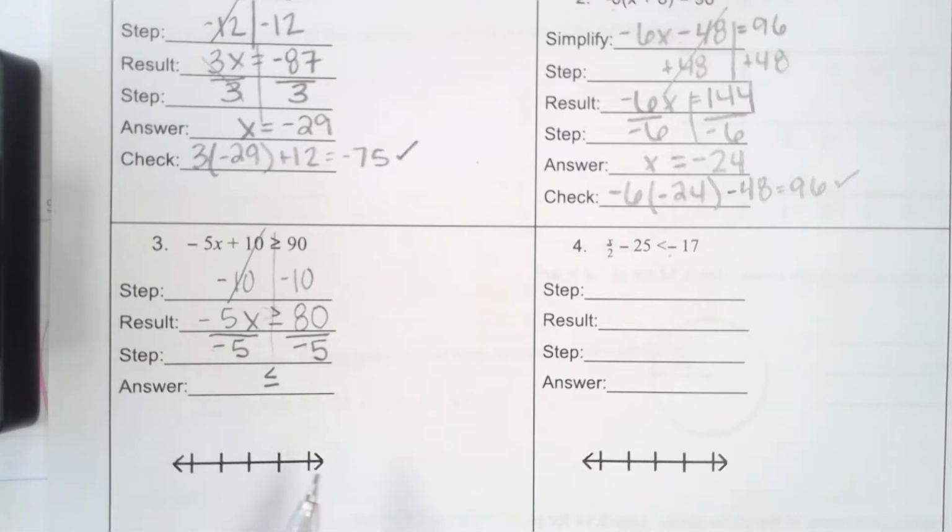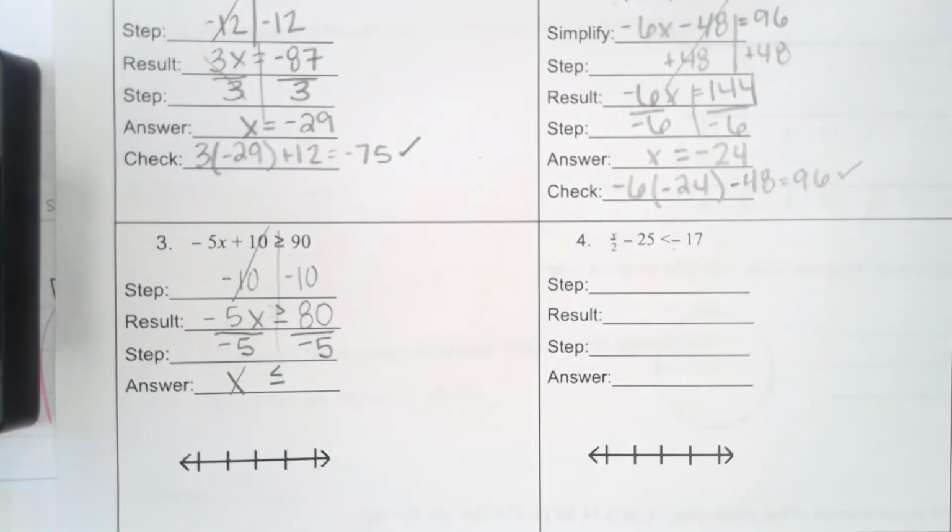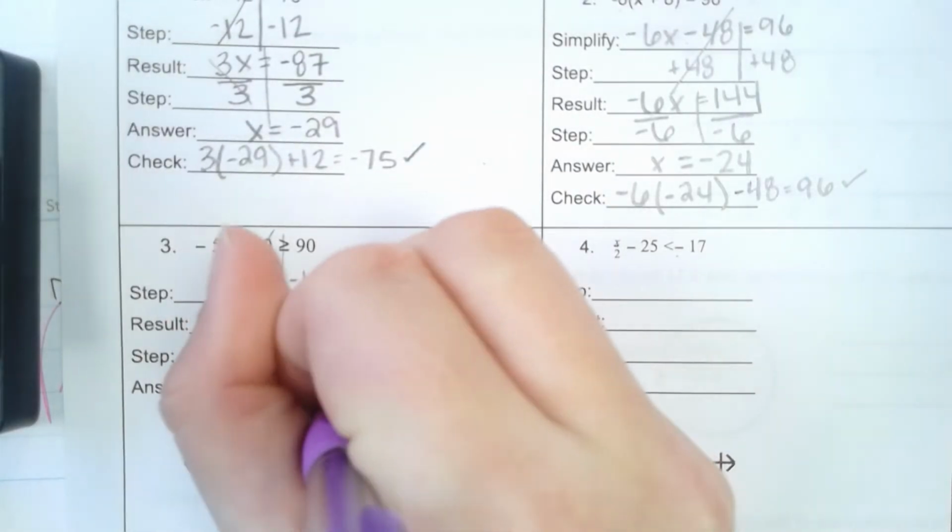Alright, and then I can go ahead and finish solving it. So I'm going to be left with x is less than or equal to, and then 80 divided by negative 5 is negative 16.